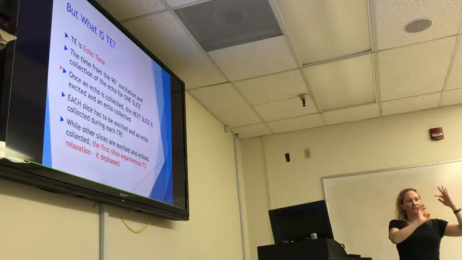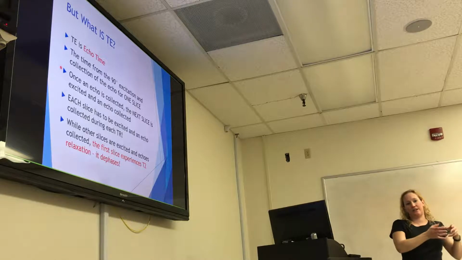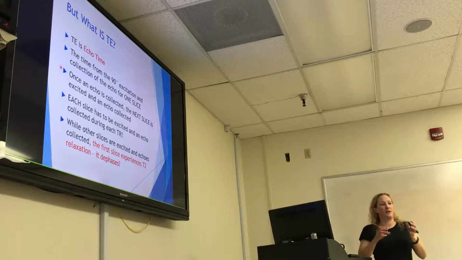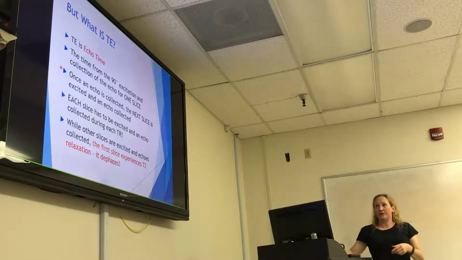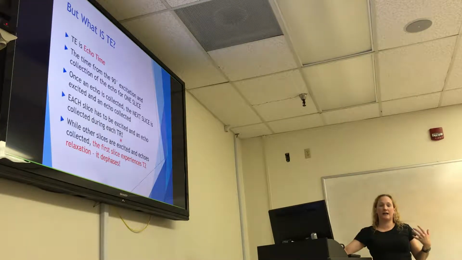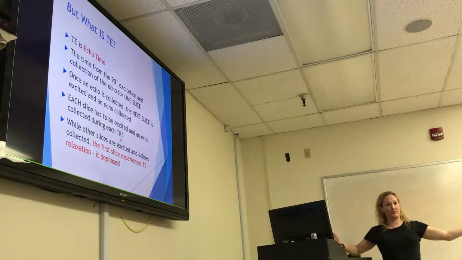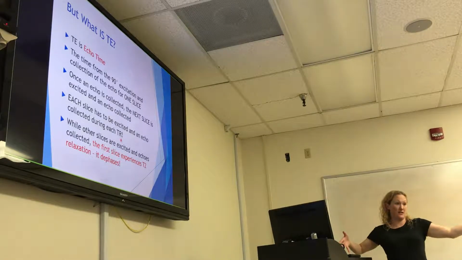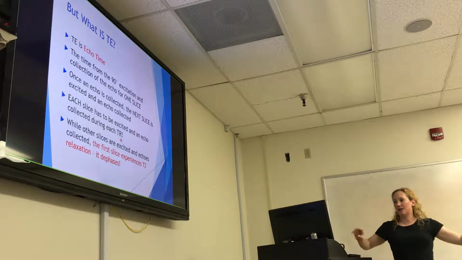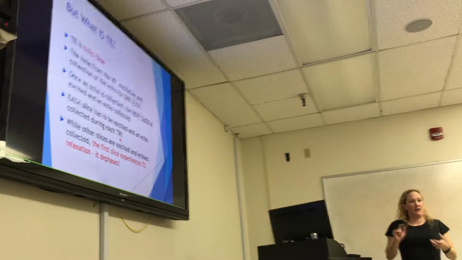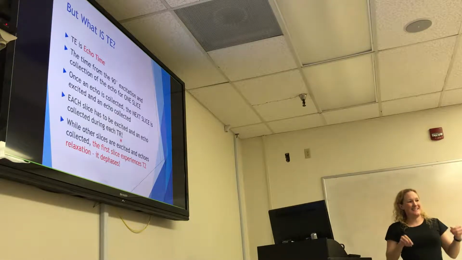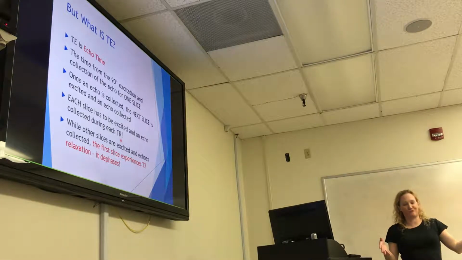And so we excite slice 1, we collect our echo, we excite slice 2, we collect our echo, we do that for all slices, right? So each slice has to be excited and an echo collected during each TR. Remember I said we have to be able to fit all of our slices within our TR, all right? But what that means is that we're gonna have multiple TEs within our TR.